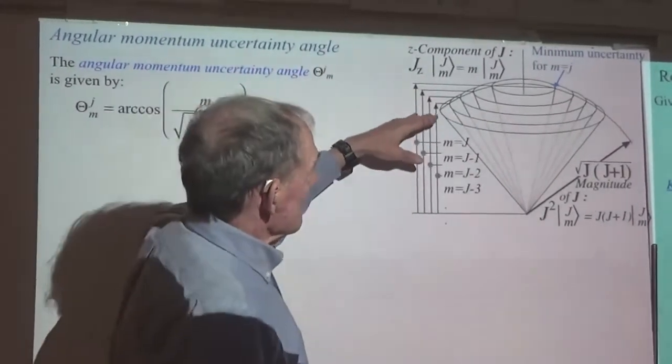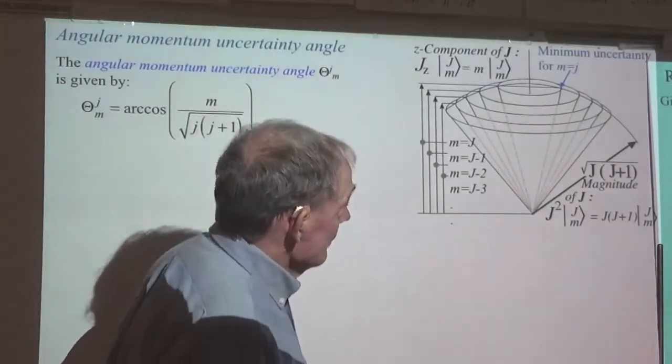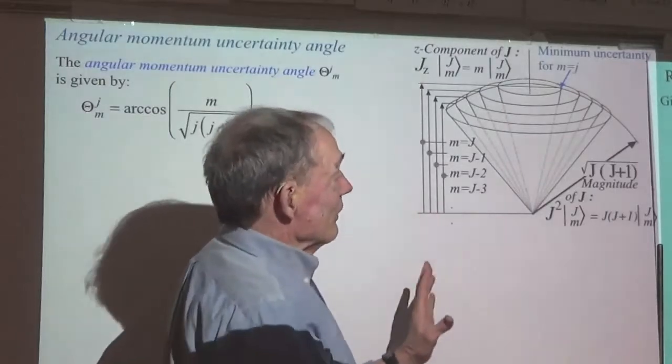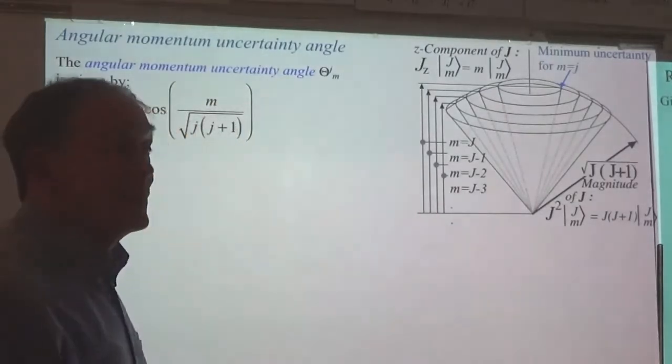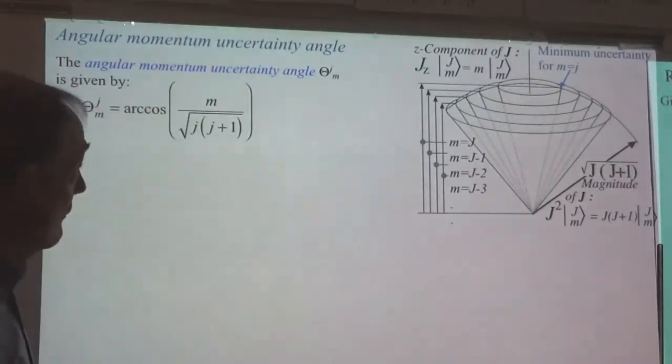And then the z component is anything from j to minus j. So I would have a whole beehive of cones here if I wanted to draw it. But I rarely draw that drawing. But it's still what we're dealing with.